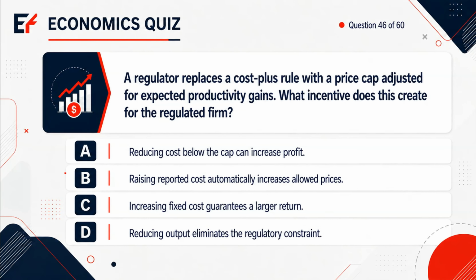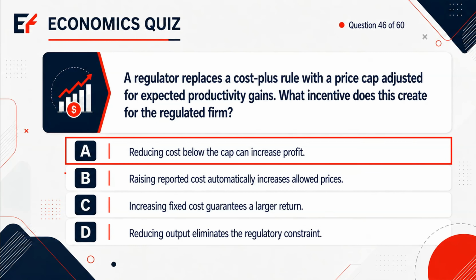Question 46. A regulator replaces a cost-plus rule with a price cap adjusted for expected productivity gains. What incentive does this create for the regulated firm? A. Reducing costs below the cap can increase profit. B. Raising reported cost automatically increases allowed prices. C. Increasing fixed cost guarantees a larger return. D. Reducing output eliminates the regulatory constraint. The correct answer is A. Let's examine the incentive effect.